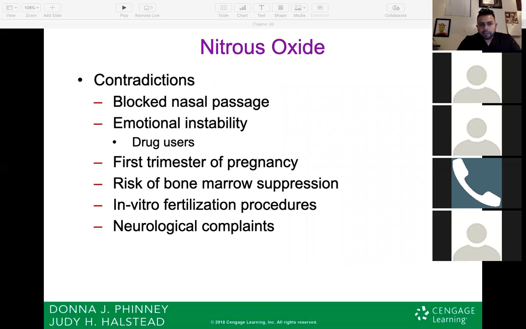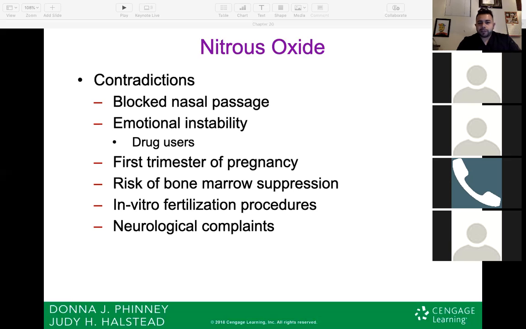Okay, it can't be used for everybody though. So some contraindications are patients that have a blocked nasal passage. This is because the mask that's used for nitrous oxide only covers the nose. And in order for it to be effective, the patient has to be able to breathe in and out freely through their nose. Also, if your patient is emotionally unstable or if they're drug users, sometimes nitrous oxide can give them a bad trip. And that can be counterproductive to what you want. It won't make them less anxious. It might actually make them more anxious.